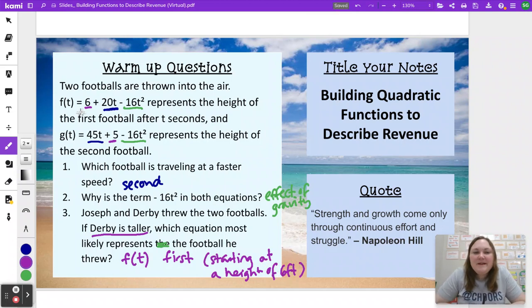And so this is one of the big things we had talked about in yesterday's lesson, where we were looking at equations like these that represent objects that are falling through the sky or getting launched into the air and then coming down like those footballs are. We're going to go ahead and jump into today's lesson.